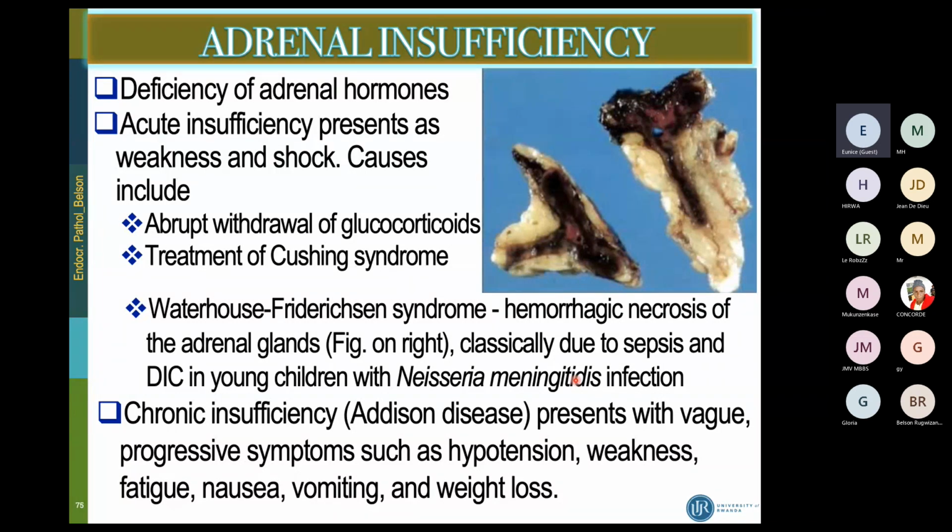So acute insufficiency presents as weakness and shock, and the causes include abrupt withdrawal of glucocorticoids. When umuntu wamuvuraga umuha glucocorticoids zistimula adrenal gland, then ugahita ubihagarika.